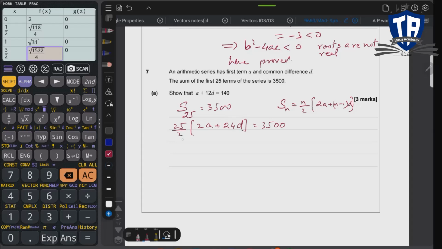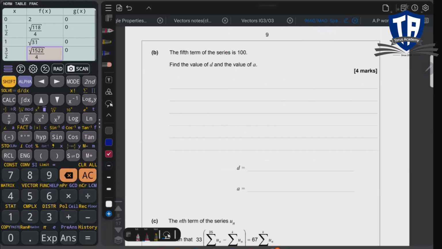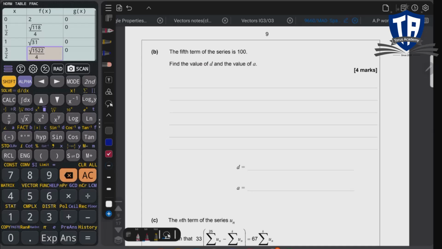The next part of question number 7 says the fifth term of the series, directly giving us information on the fifth term, which is 100. And for the nth term, we use this formula: a plus n minus 1 into d. When you replace n with 5, I'm writing here a plus n minus 1, which means 5 minus 1 is 4d, equal to 100. Let's make it equation number 2. Find the values of d and a.